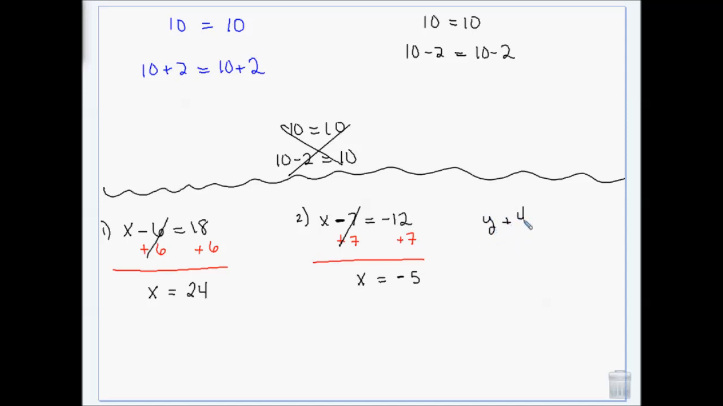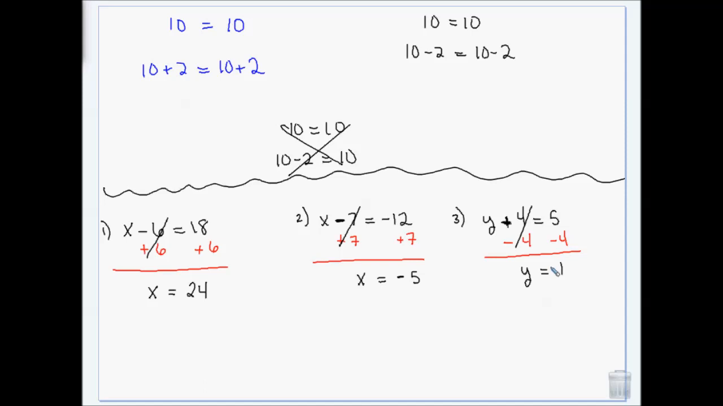y plus 4 equals 5. Here, I have a plus, so I'm going to minus. Those will cancel, and I'm left with y. y equals 1. Now, which number do you add or subtract?